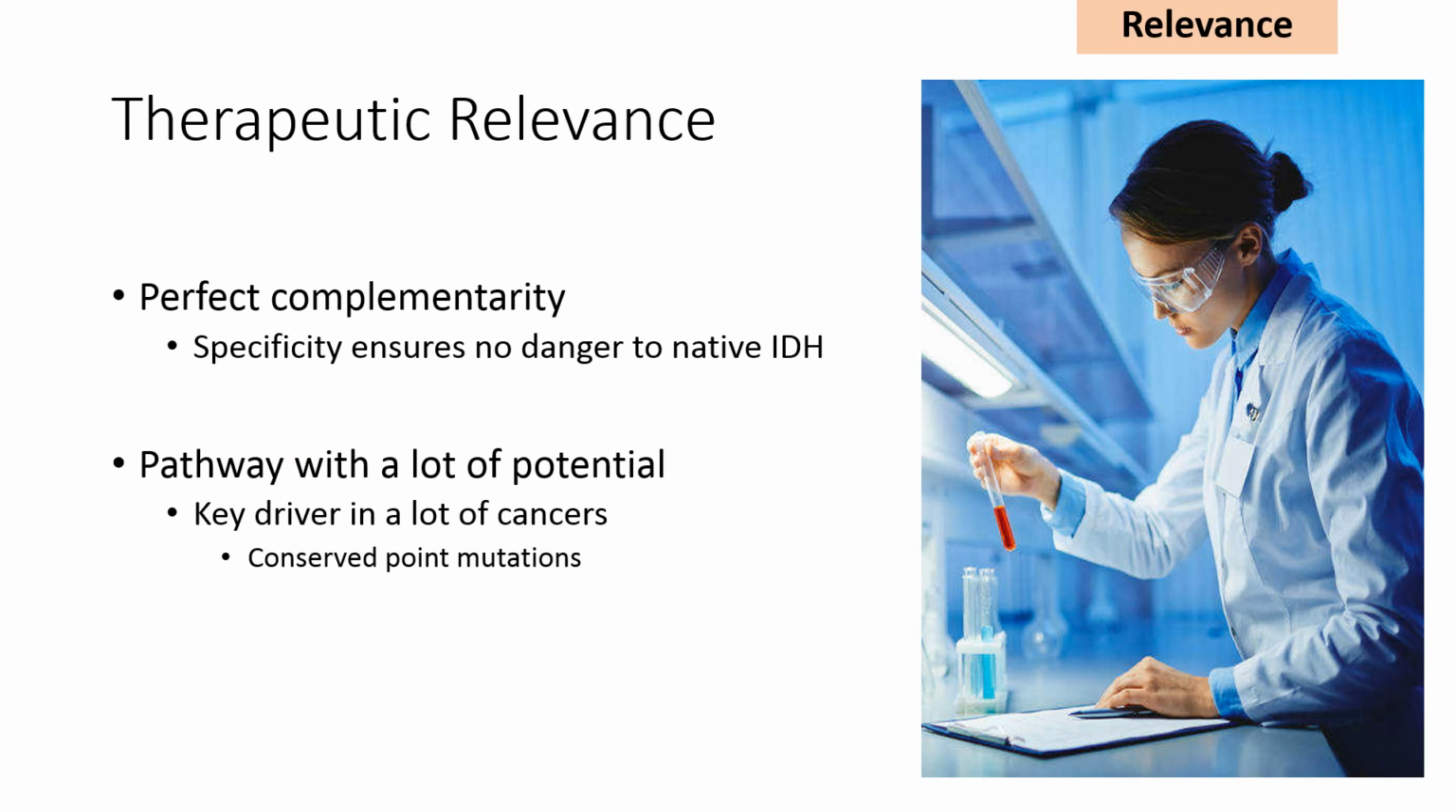Moving on, this research is also therapeutically relevant by its design. The RNA-DNA hybrids are designed to have perfect complementarity to ensure that there is no danger to native IDH, which is critical for function. In addition, this particular pathway has a lot of potential because this mutation is a key driver in a variety of cancers and shares this conserved point mutation. Therefore, it seems like this has a lot of promise, and it would be a waste to ignore it. And thanks.